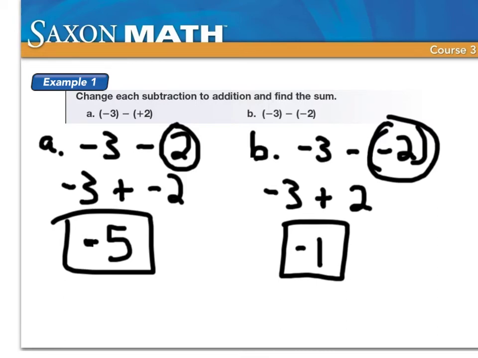Okay, again, notice the steps. First thing, I rewrote the problem, circled the number I was taking away, changed the problem to adding the opposite, and then added the numbers. Okay, do that every single time. And let's do one more example and we'll be done.